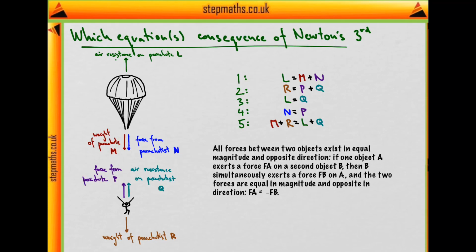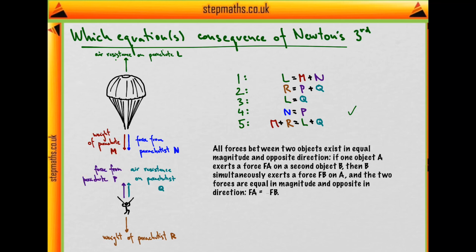So here's the statement of Newton's third law telling us that between every two objects there are forces of equal magnitude and opposite direction. Here's the key thing. If one object A exerts force Fa on a second object B, then B simultaneously exerts the force Fb on A. So we are looking for forces where one acts on one object from the other one, and the second force is the exact opposite. And since our two objects are the parachute and the parachutist, those must be the forces they exert on one another. So the force from the parachutist on the parachute and the force from the parachute on the parachutist. So 4 is definitely correct. In fact, the only correct answer.